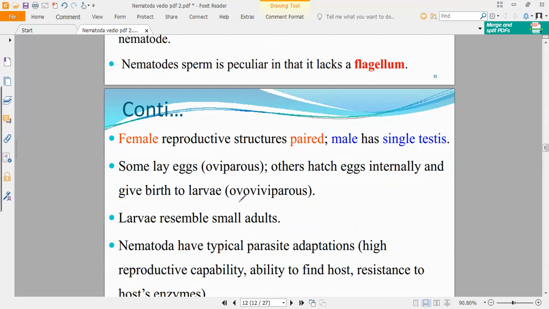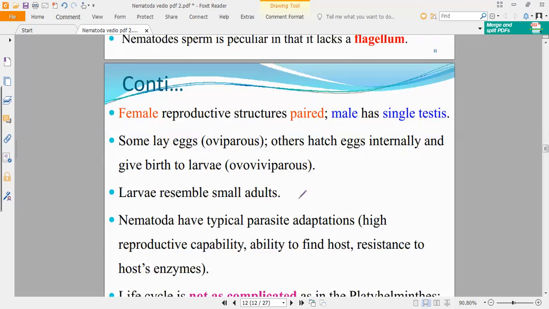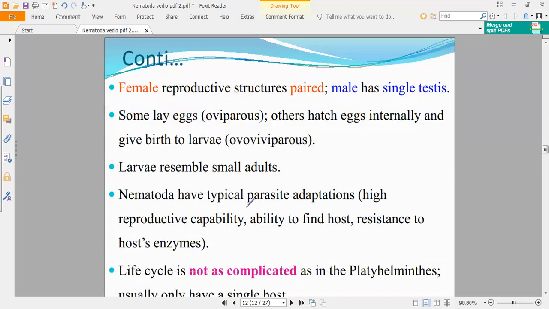You have to differentiate between oviparous and ovoviviparous. In the case of this one, the larva is given birth to outside the female. This one is oviparous, which is the fertilized egg, so the difference is visible. The larva resembles the adult in some cases. Nematodes have typical parasitic adaptations.